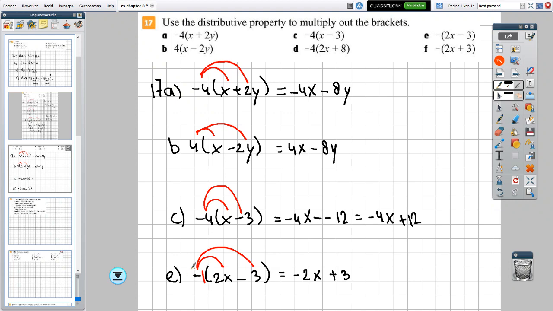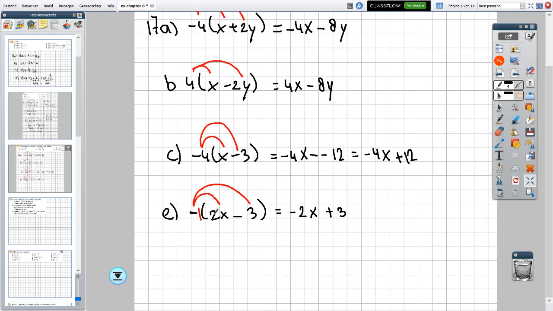Okay? So watch out. If you have something like this, a common error some people make is that they write down this, that they only make the first thing negative. But remember, the second thing is -1 times -3. So this becomes +3. Has to be.